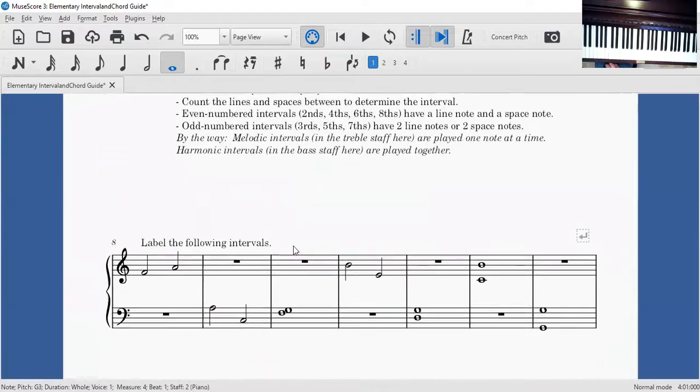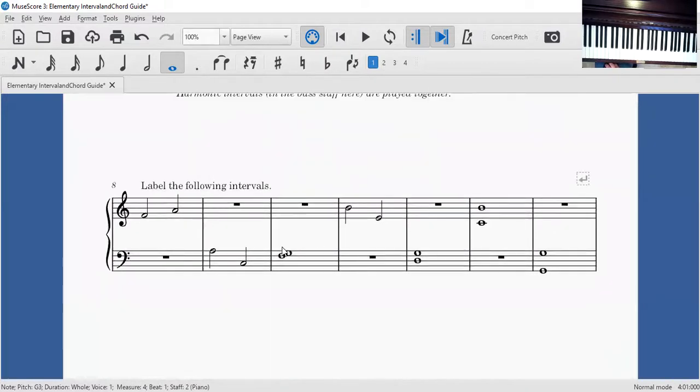Let's come down here and identify these intervals. Here we have a space note and a space note. Let's count the distance between the 2 of them. So we have space, line, space. Well, that's 3 things. Is it a third? Oh, third is an odd number. Look at that. They're both space notes. Yep, it's a third.